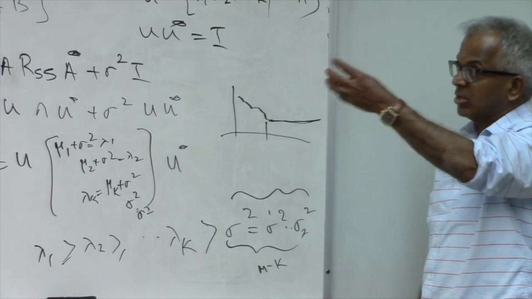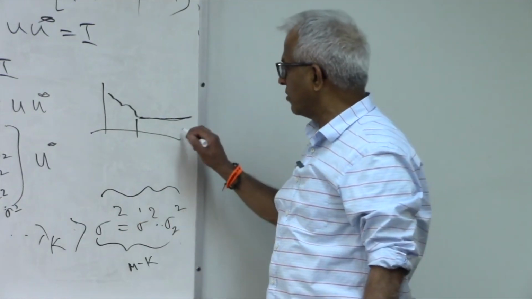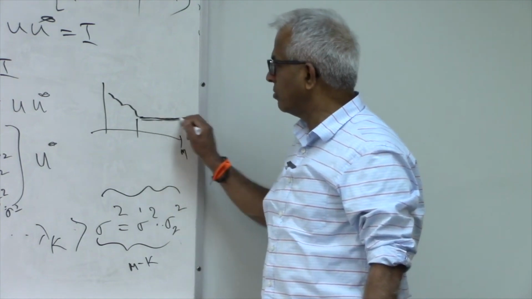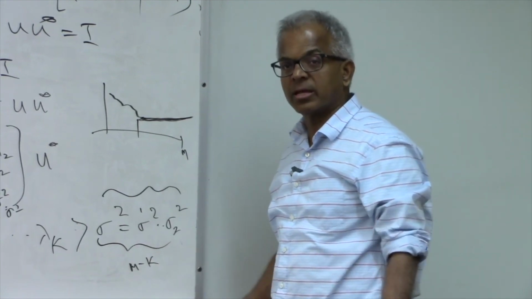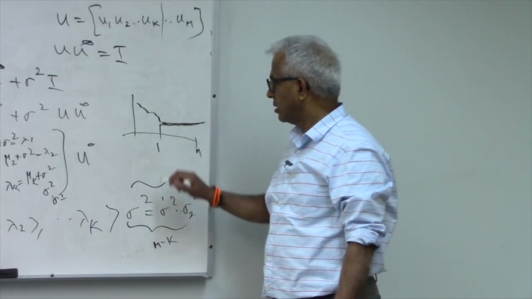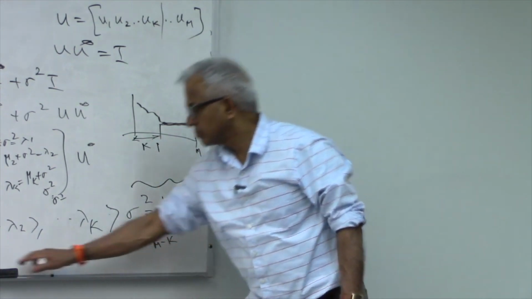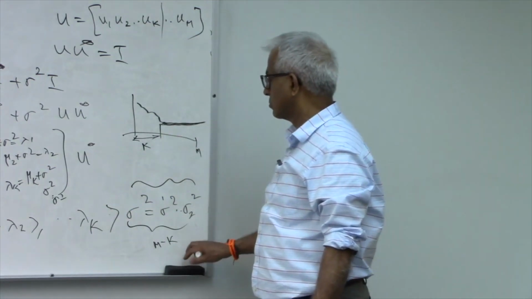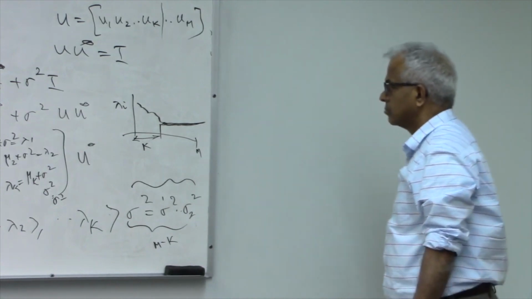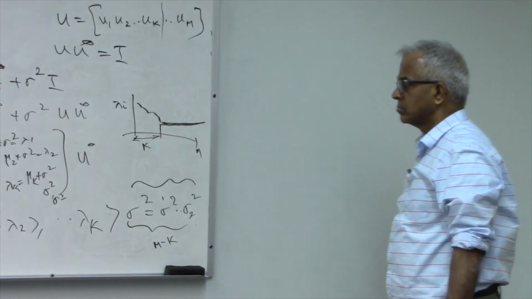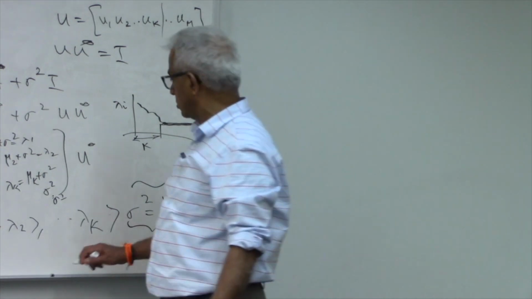So the algorithm is you plot the eigenvalues, go from this end, and see how many of them are equal. That will give you m minus k. M is known, so you can solve for k, the number of sources. So this will be your k. Now what? So the first problem is solved. K is known.